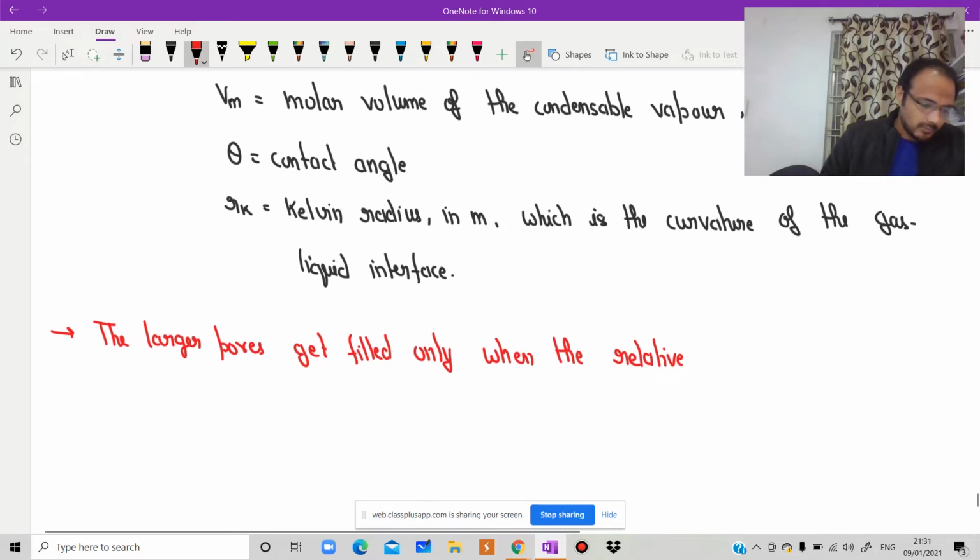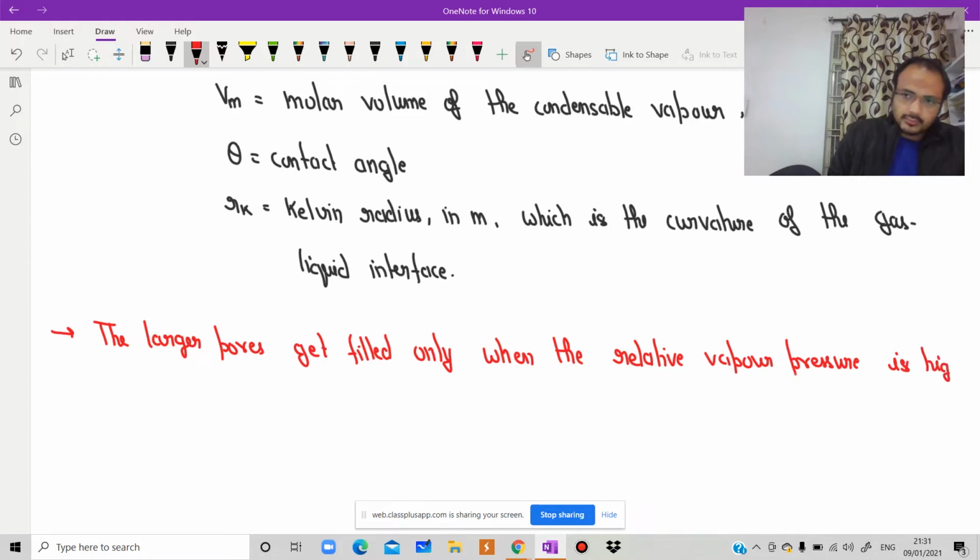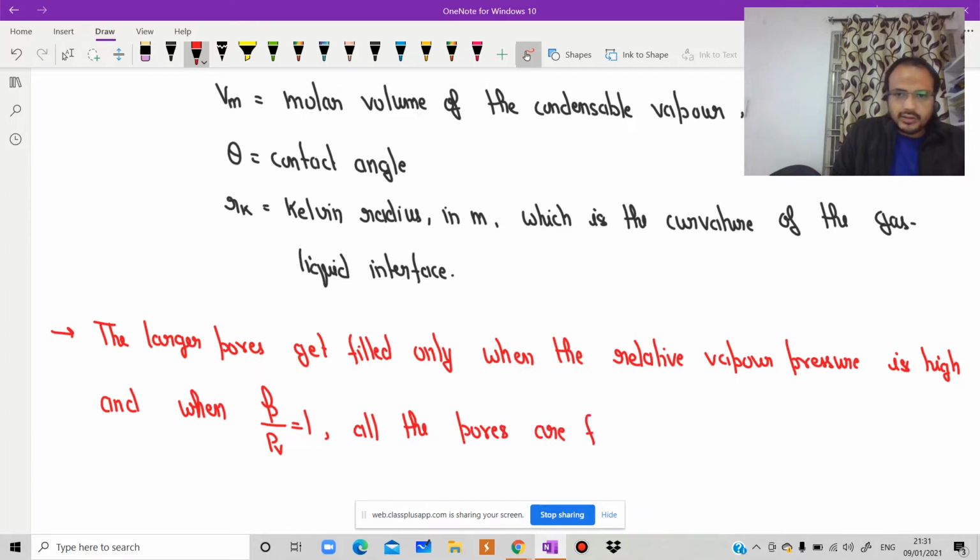So when the relative vapor pressure is very high, and when P by Pv is equal to 1, all the pores are filled.